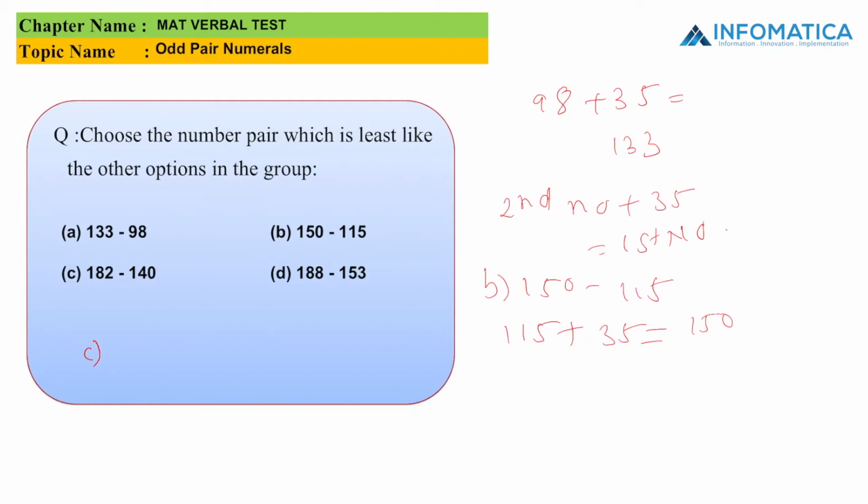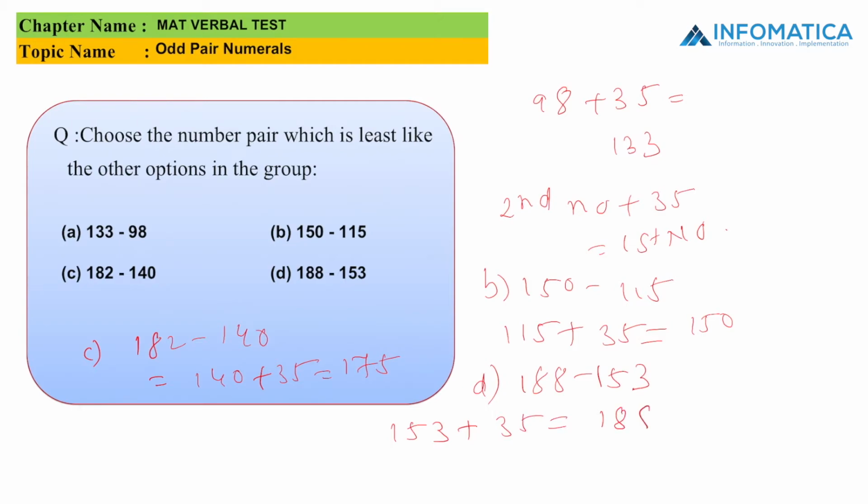But if I look at option C, which is 182 and 140, if I add 140 plus 35, I get the answer to be 175, which is not the first number, which is 182. Let's see option D, which is 188 and 153. So if I add 153 plus 35, I get the answer to be 188, which is giving the correct pattern. So I can say that option C is the right answer.